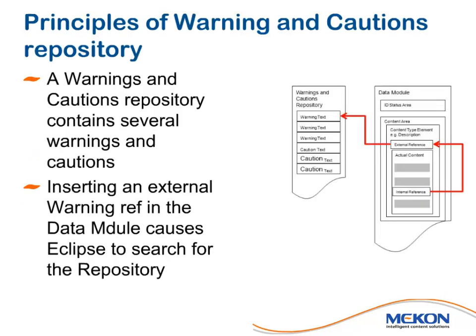in our application. The diagram at the right hand side there shows the principle of operation. First of all, we've got the warnings and cautions repository, and that can contain several warnings and cautions. So what we have to do then is in the data module, where we actually want to use one of those warnings, we need to put in an external warning reference, or a caution reference. And what that does is it causes Eclipse to then search for the repository.